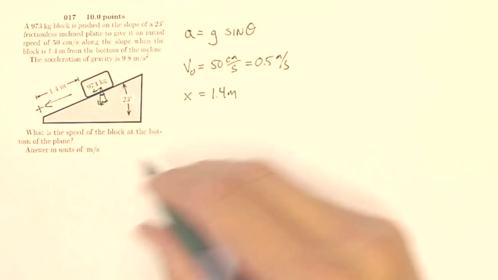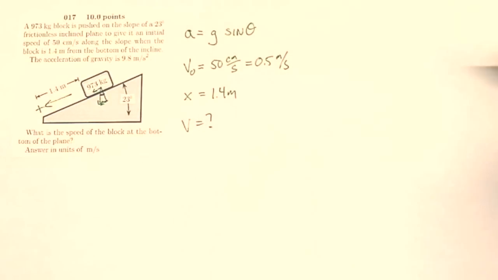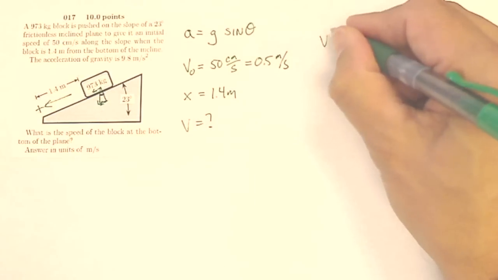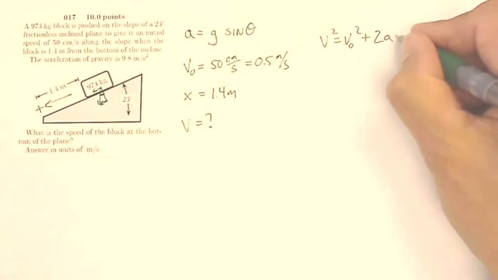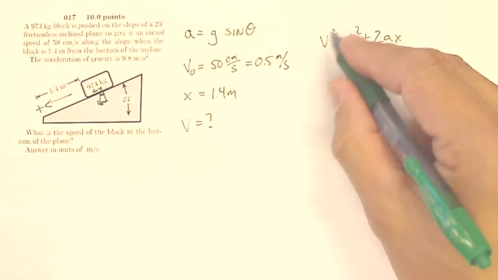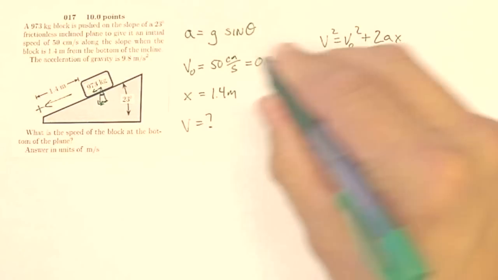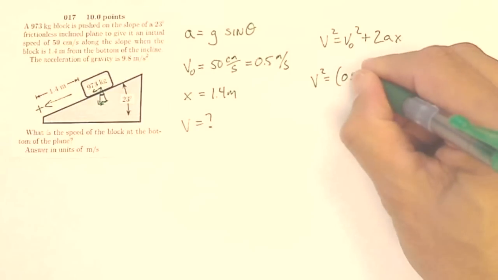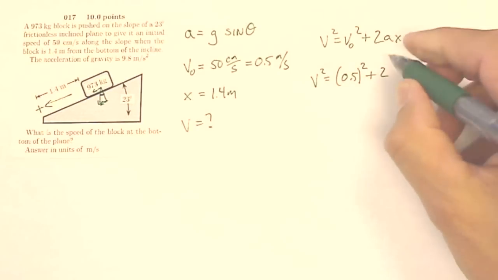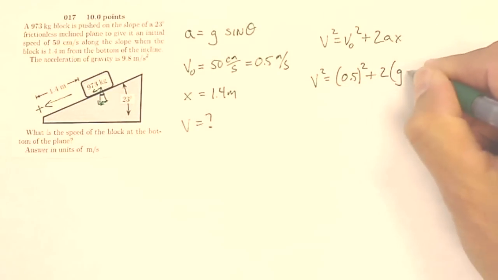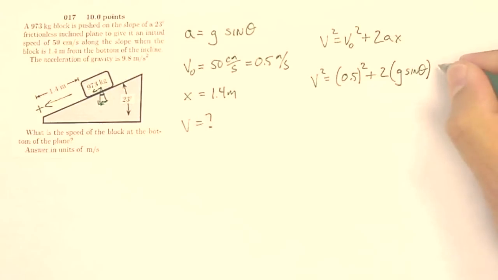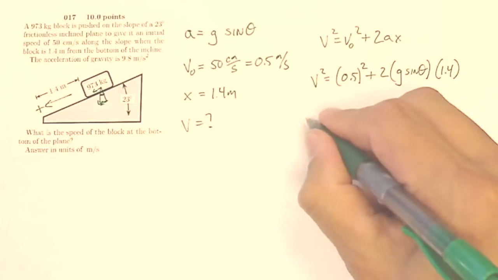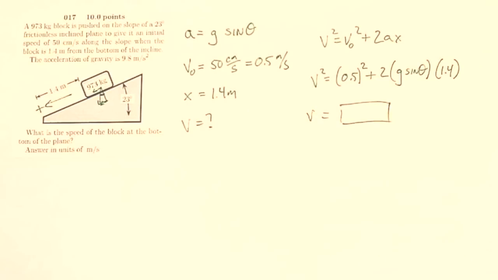What is the speed of the block at the bottom of the plane? I'm looking for a final velocity equals question mark. So this one, I'm going to use my v squared equals v0 squared plus twice my acceleration times my displacement. So my v squared, what I'm looking for, equals my v0 squared, which is 0.5 squared, plus twice my acceleration, which is g sine theta, times my displacement of 1.4 meters. And when you do that math there and square root it, you will get yourself a final velocity.